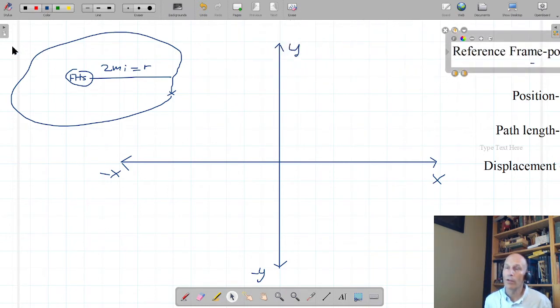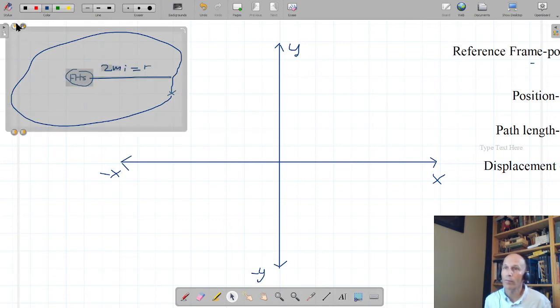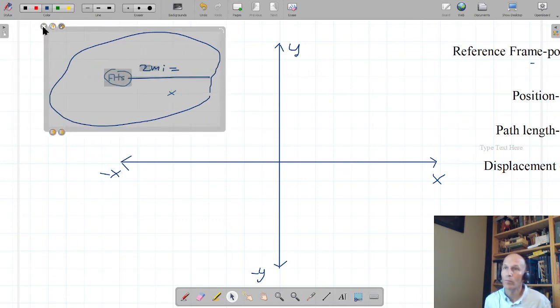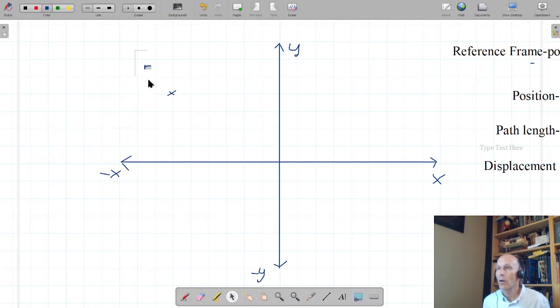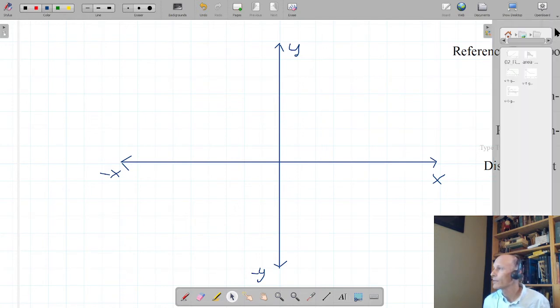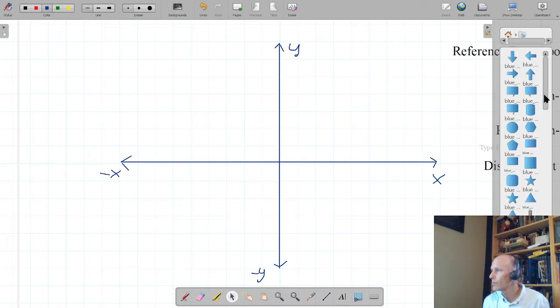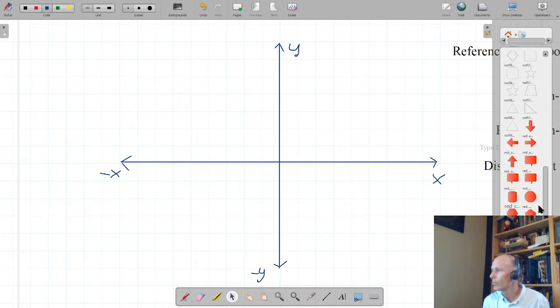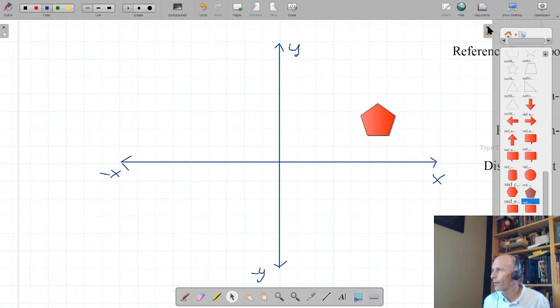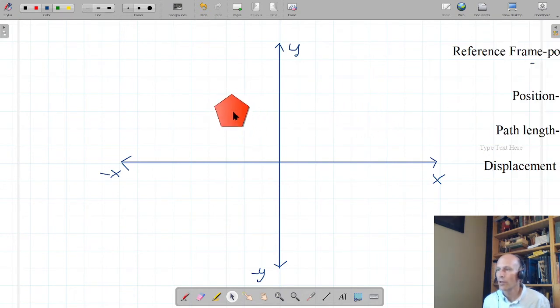So let me get rid of this sloppy drawing. Okay, so now I've got my coordinate axis here. I don't really have an object. Let's grab a little object, just to have something to move around. How about a little red pentagon? No particular reason. So if I center the red pentagon here, you'd say, well, it's at the origin.